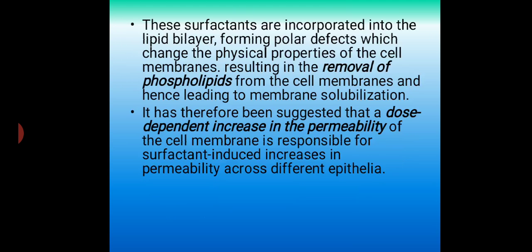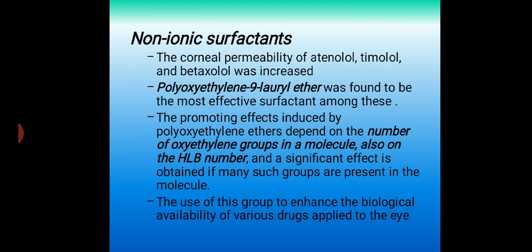Now, how do the surfactants work? The second mechanism is that it removes the phospholipids from the membrane. Once it removes the phospholipids, the membrane becomes looser, and that gives a dose dependent penetration by the surfactant. Dose dependent penetration by the surfactant means what? As the amount of surfactant increases, the penetration also increases. So that is how the surfactants work.